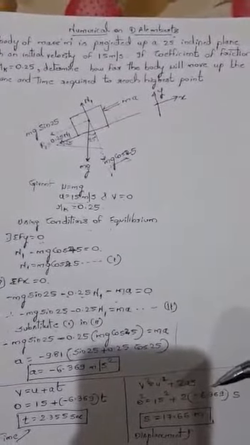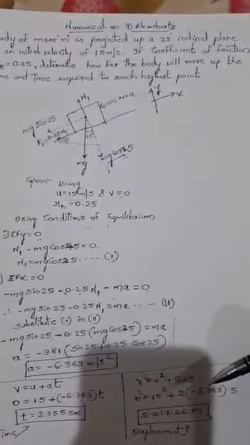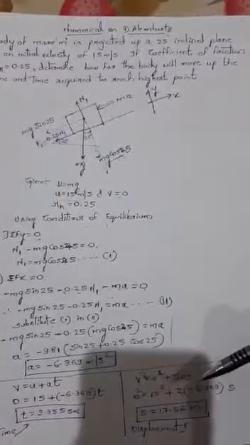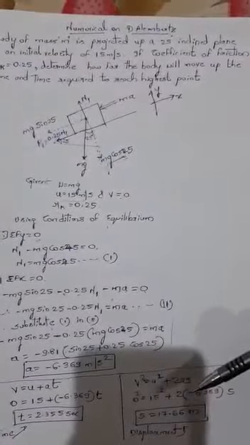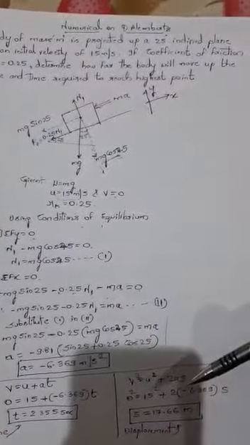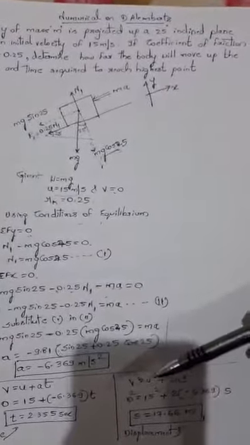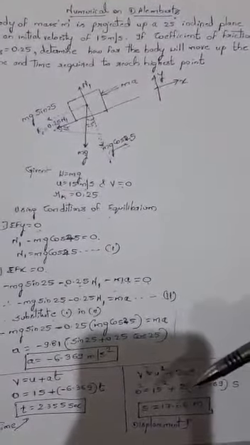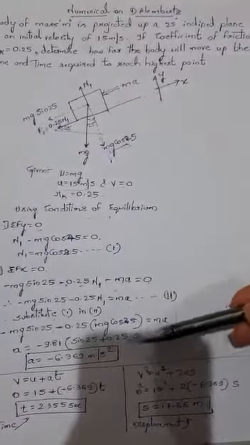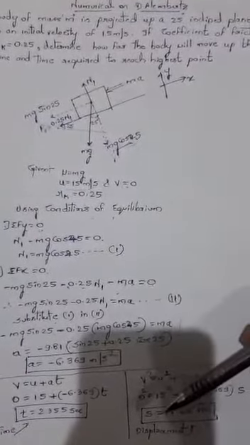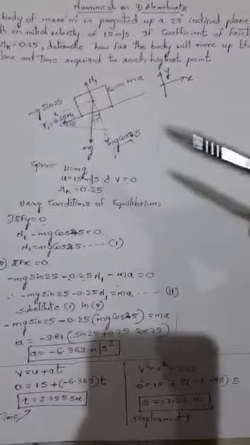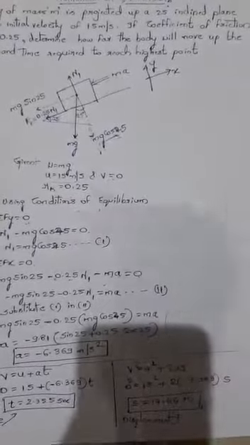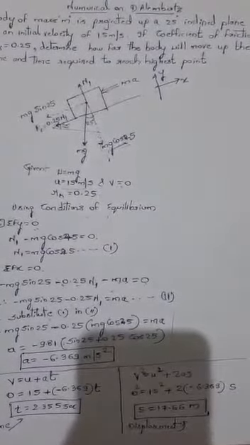Next, we need to find the highest point reached, which means the maximum distance covered by the block. For that I'll use the equation v squared is equal to u squared plus 2as. The v value is given, which is 0. u is 15, so 15 squared plus 2 into a into s. Hence we get the displacement of the block up the plane, which is 17.66 meters. Hence the numerical is completed. Thank you.